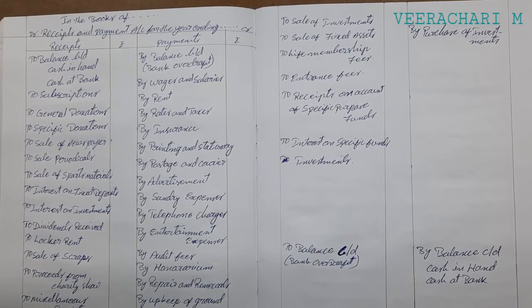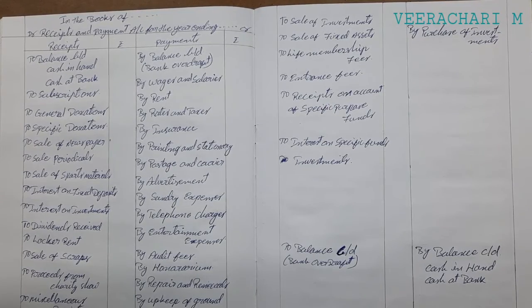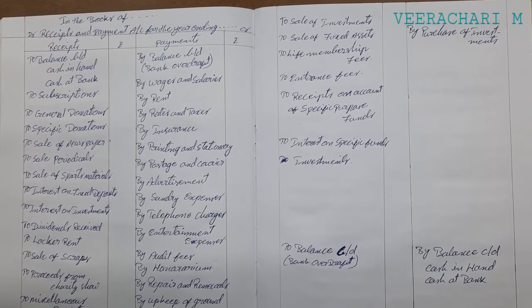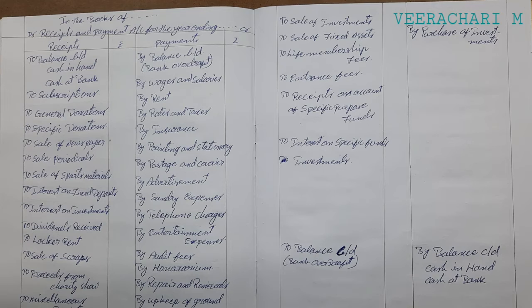Whether it is income relating to last year or next year, if it is received in the current year, that is a receipt and it should be shown in the current year. That is only the receipts.